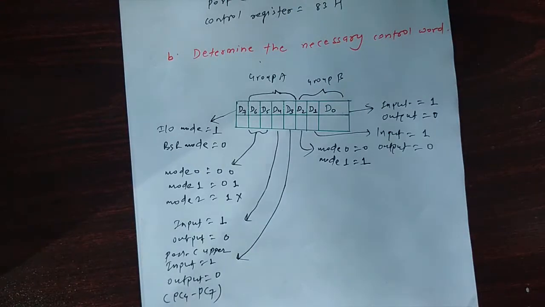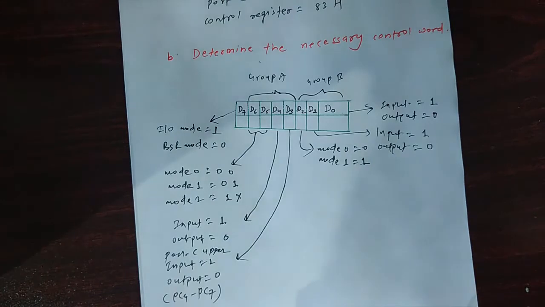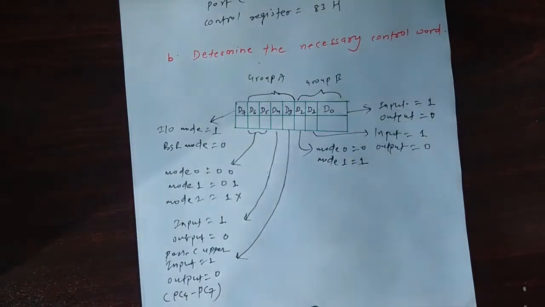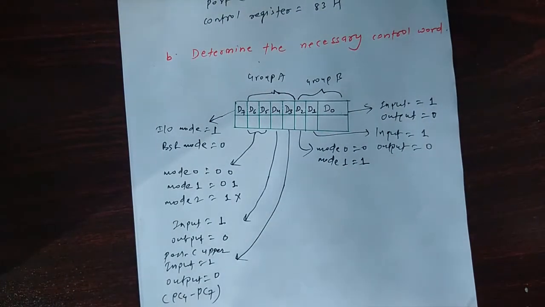Alright, now we know about the control word, but before we write the control word for this problem, we need to draw a schematic diagram, which is also our next question. So let's do that. I'm quickly going to draw this schematic diagram because I have already explained the schematic diagram of 8255 PPI in the intro part. So if you haven't watched it, please go ahead and watch that.